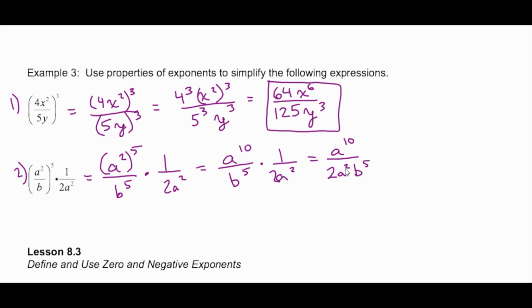But I have two a's here, two parts with a. So since they're part of a quotient, I can subtract. I get a to the 8th over 2b to the 5th as my final answer.